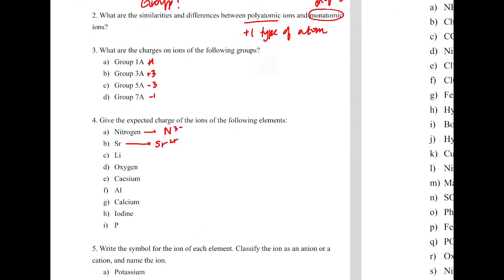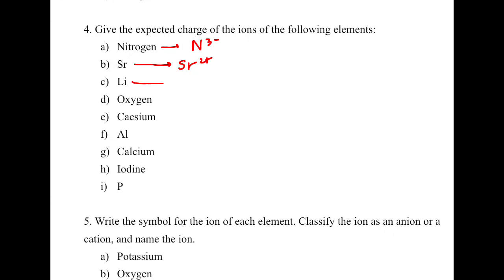I'm going to make this bigger. Lithium is in group 1, Li+. Oxygen is group 6, so it's O2-. Cesium, Cs, group 1. Yes, group 1. I always forget that one.